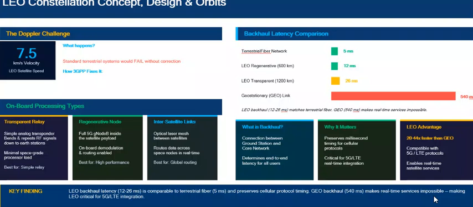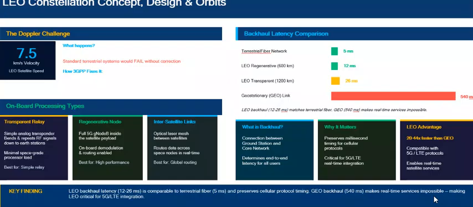Same continuation of Leo constellation concept design and orbits. So we all have challenges whenever we are doing something. So this Leo constellation, the Leo satellite also has a challenge in terms of Doppler. Every time a satellite moves over your head or over your UE, user equipment, one big challenge for the UE is that it has to catch the frequency of that moving satellite.